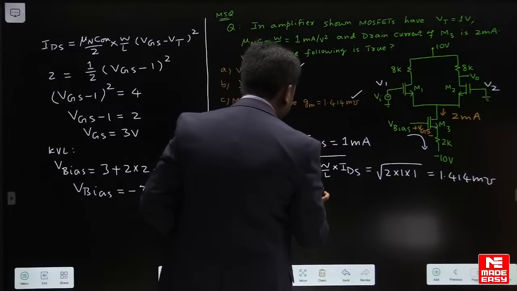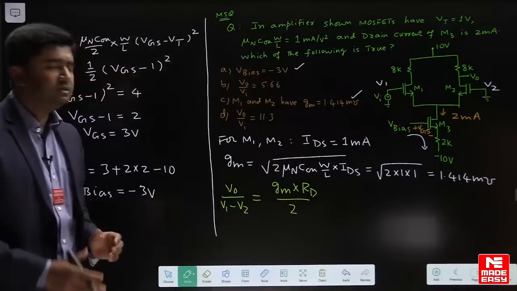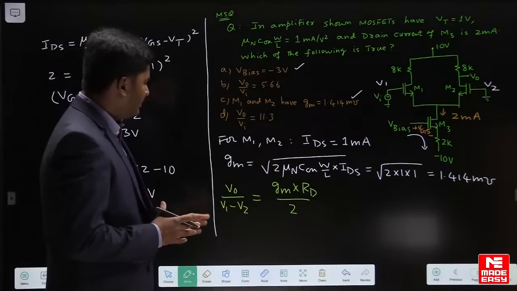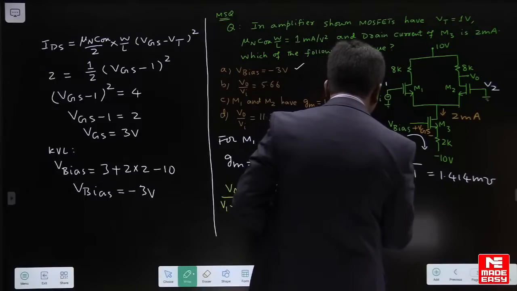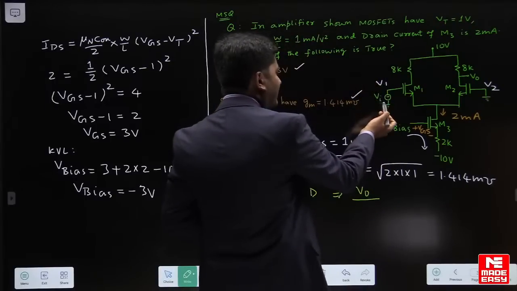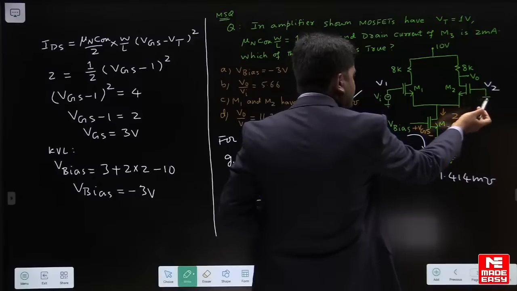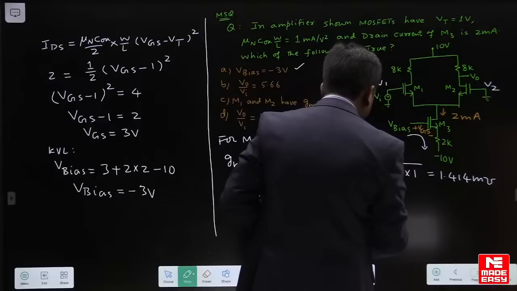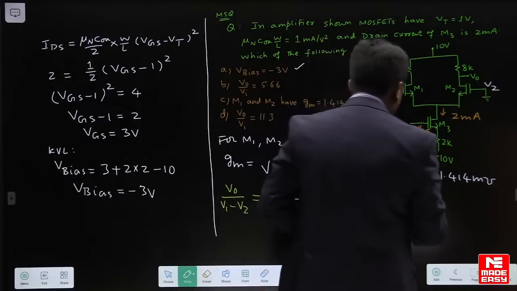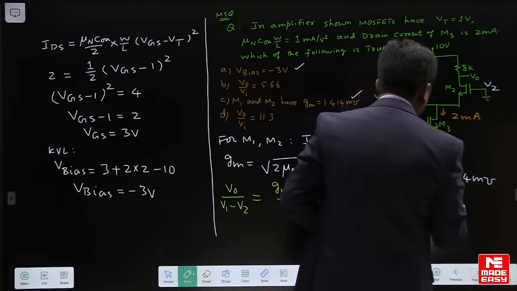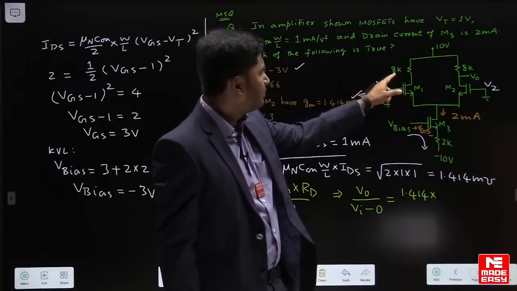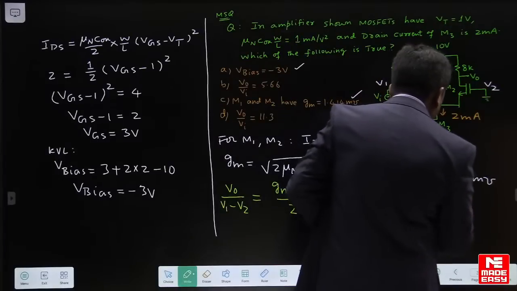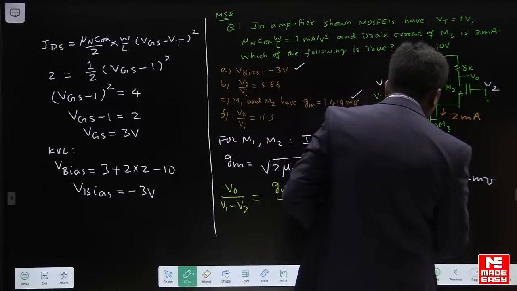So gain will be plus Gm into Rd divided by 2. Now put the values here. It will become V0 divided by V1, in place of which we write Vi, and V2 we can put as 0. So it is Vi minus 0 in the denominator and that is equal to 1.414 into Rd. That Rd is an 8 kilo ohm resistor here which is acting like a load. So 8K, milli into kilo will cancel out, divided by 2.